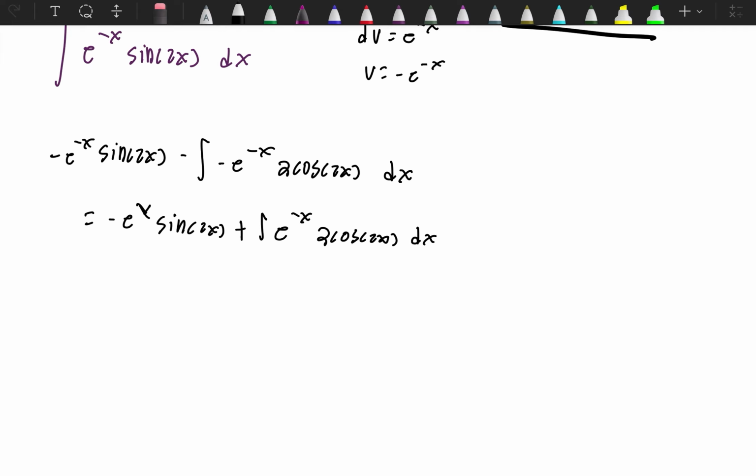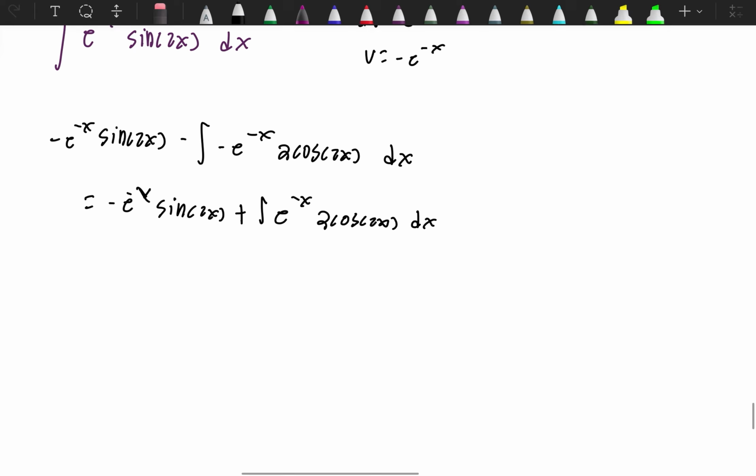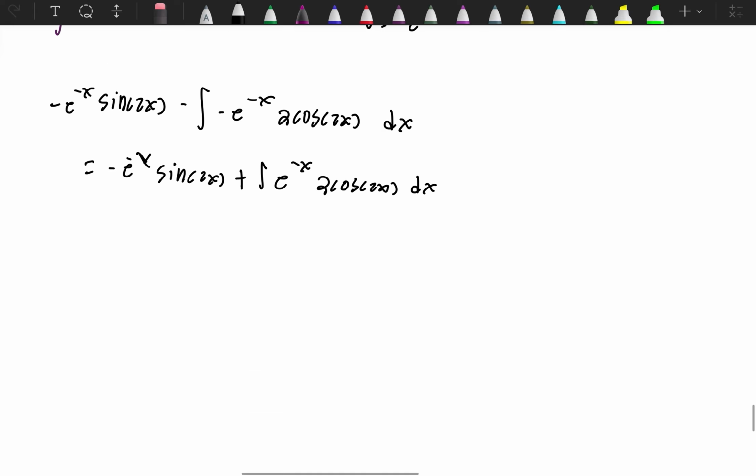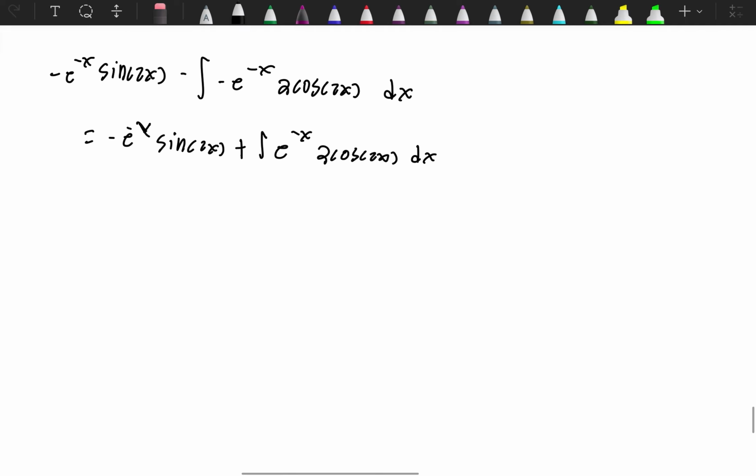So essentially now you have negative e to the negative x, I am so sorry. Do not forget your negative. Sine of 2x plus the integral of e to the negative x 2 cosine 2x dx. And essentially you're going to be like, well, you didn't give us the answer. And yeah, you're right. We're going to have to do integration by parts again.